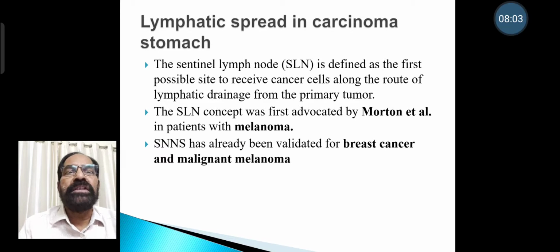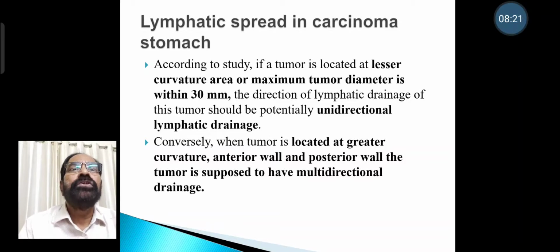This sentinel node concept was first advocated by Morton et al. in patients with melanoma. Sentinel node has already been validated for breast cancer and malignant melanoma. According to a study, if a tumor located at the lesser curvature area or a maximum tumor diameter is within 30 millimeters, the direction of lymphatic drainage of this tumor should potentially be unidirectional lymphatic drainage. Conversely, when the tumor is located at greater curvature, anterior wall or posterior wall, the tumor is supposed to have multidirectional drainage.